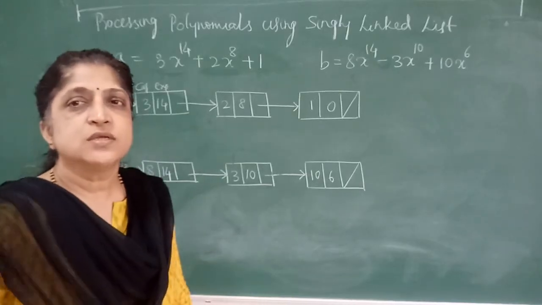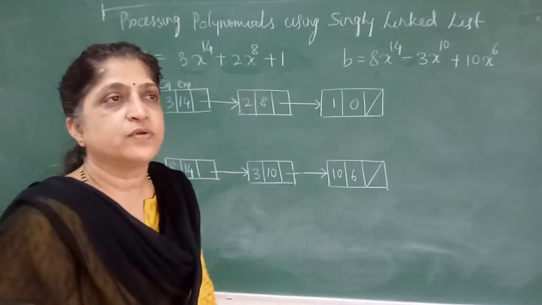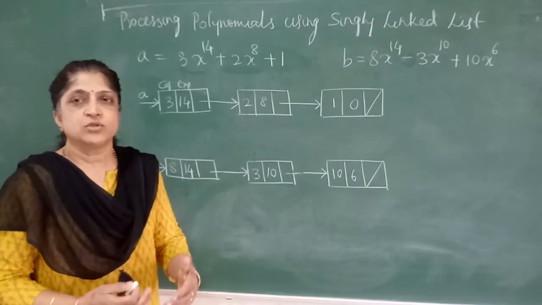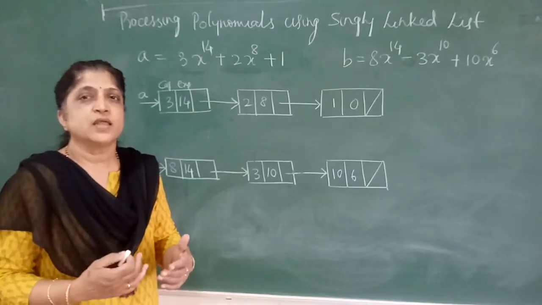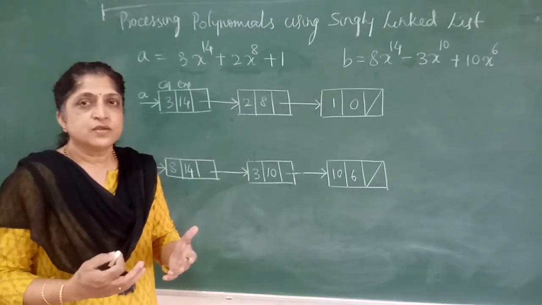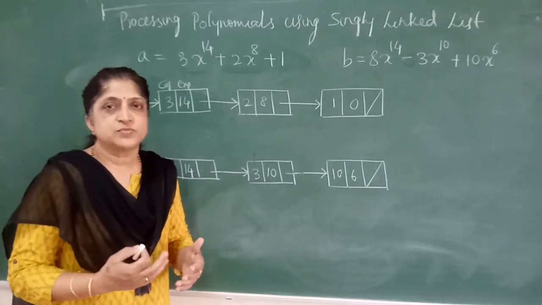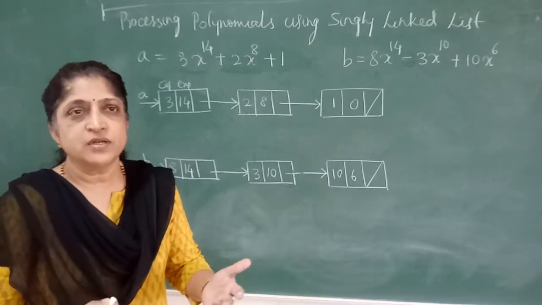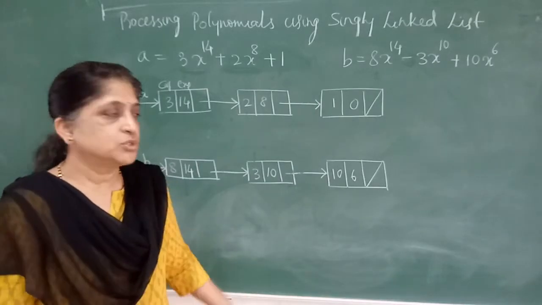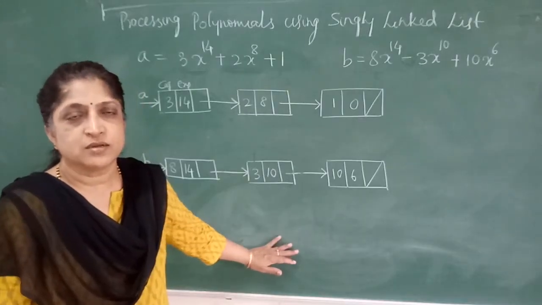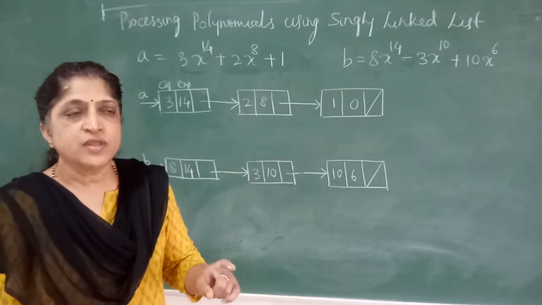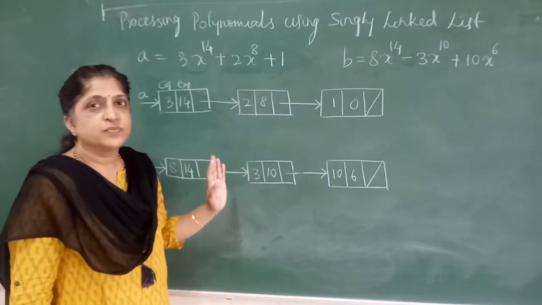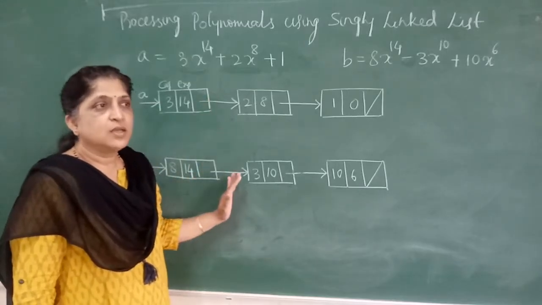Then how do we process the list for adding the two polynomials? We know that whenever we are adding two polynomials, we have to compare their exponents and we have to add the coefficients if the exponents are same, and if one of the exponents is different, then those terms should be added to the sum polynomial here. Here we have an assumption that every polynomial is represented in the decreasing order of their exponents.